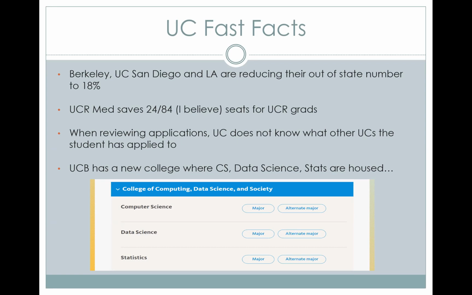So, a couple of unrelated UC fast facts just to be aware of. Don't hate on Riverside. Don't get too excited about San Diego, LA, and Cal as far as in-state stuff. Don't feel obligated to apply to only a couple of UCs.